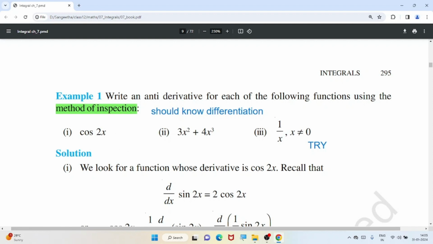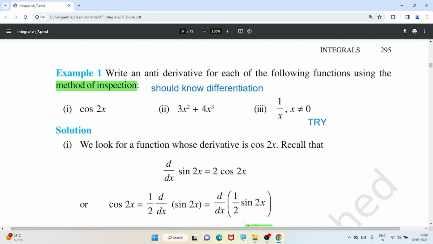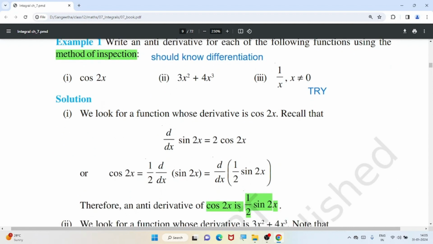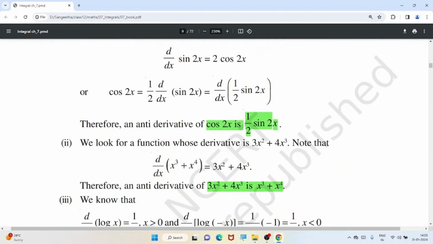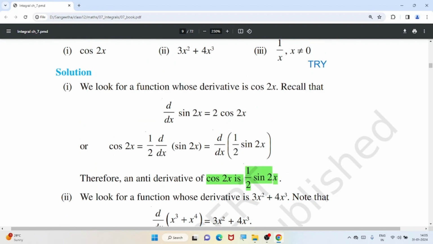Here 2x has come. So how are they doing it? dy dx of sin x is 2 cos 2x. Then cos 2x you are taking this side, then 1 by 2. Then the antiderivative of cos 2x is, so basically you should know the differentiation. Differentiation of which function will give cos 2x? So sin 2x will give the cos 2x, then accordingly you modify this. Here 2x is coming.